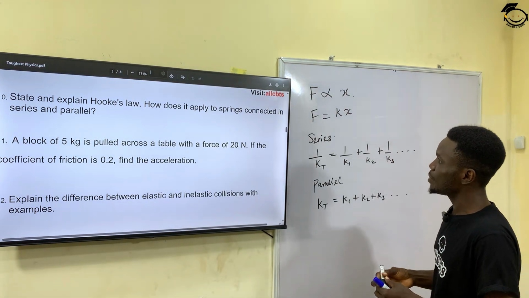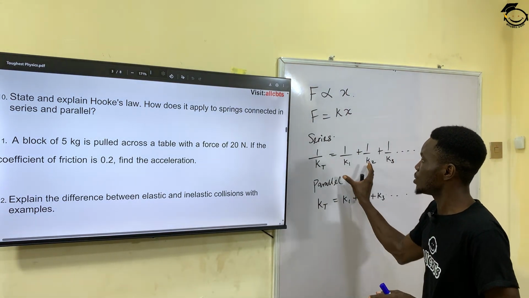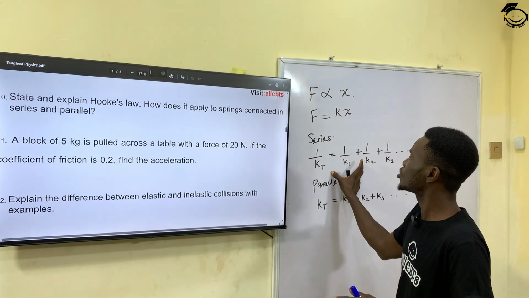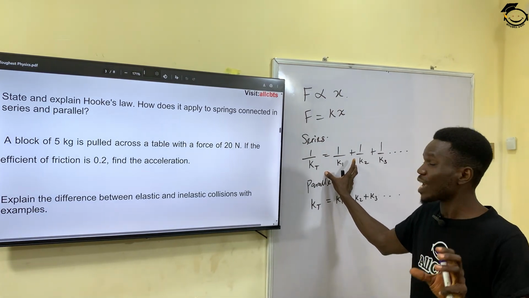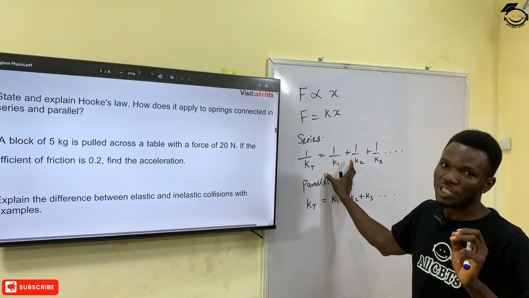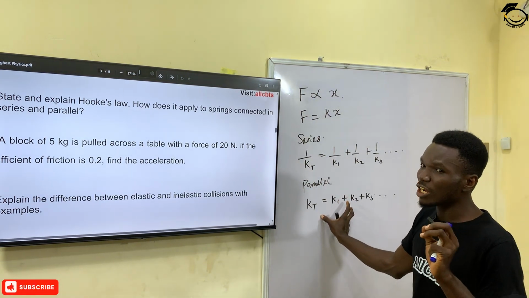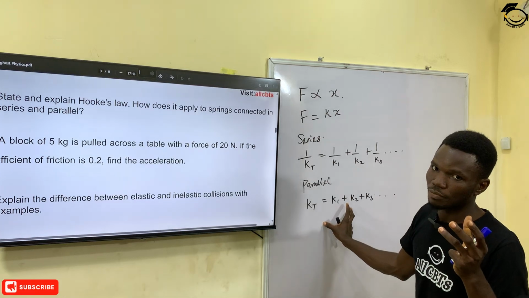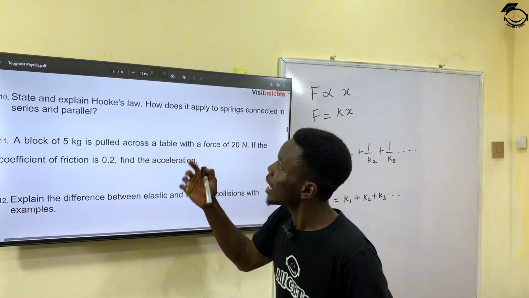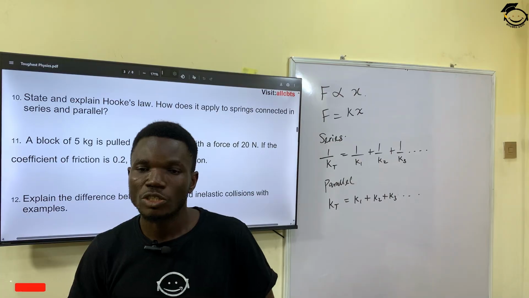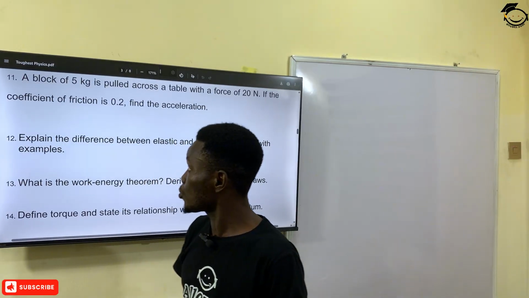What does this mean? It means that when springs are connected in series, there's a reduction in the total effective degree of stiffness in the springs, but when they are connected in parallel, the degree of stiffness increases. So that's what that question is just talking about. So that takes us to the next question, which is question number 11.